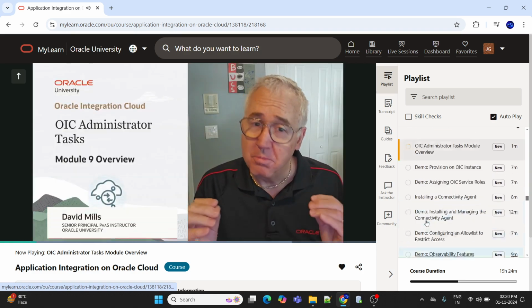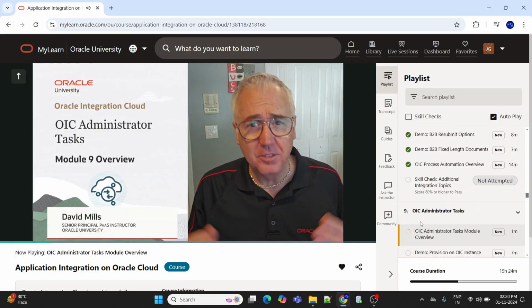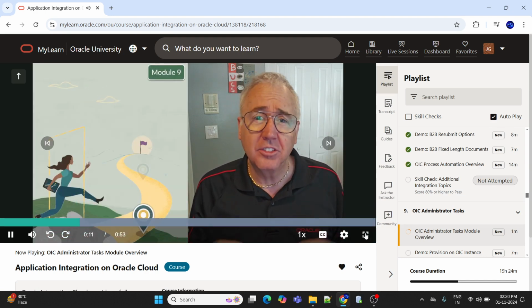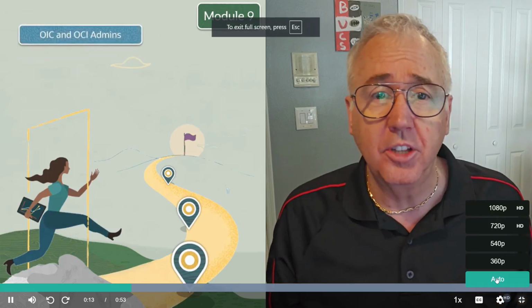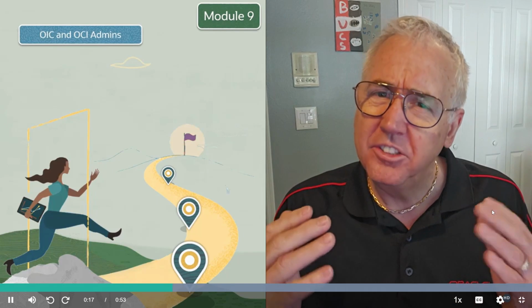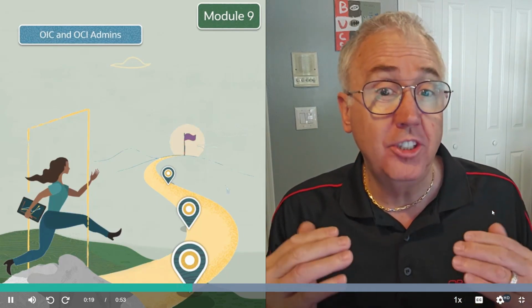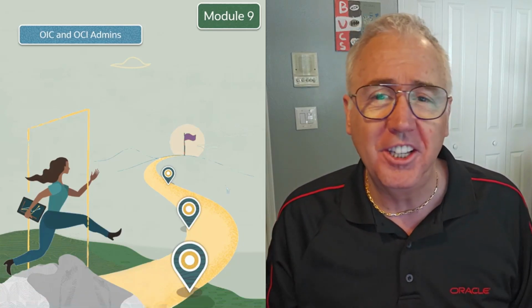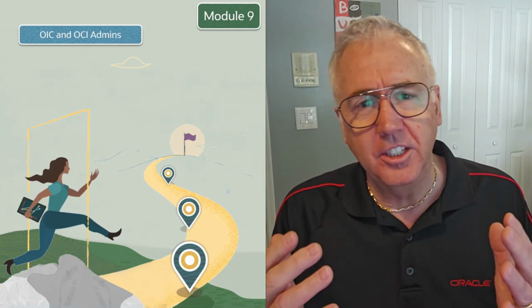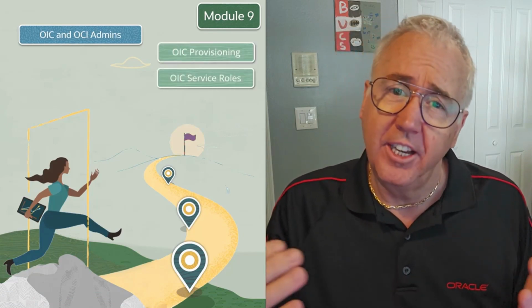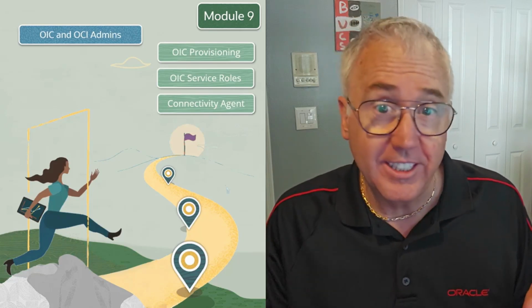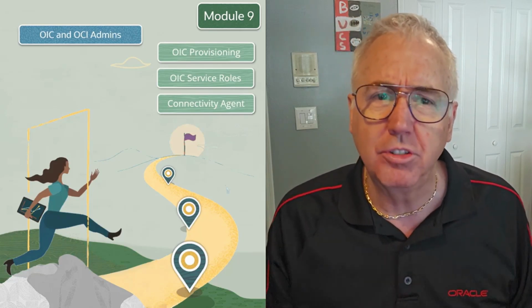Welcome now to Module 9, OIC Administrator Tasks. The scope of these lessons involve tasks that must be done by someone assigned to the OIC Service Administrator role, or in some cases, they must have OCI identity and access permissions to manage the OIC instance itself. This includes provisioning, assigning access roles to other OIC users, installing a connectivity agent, to name just a few.